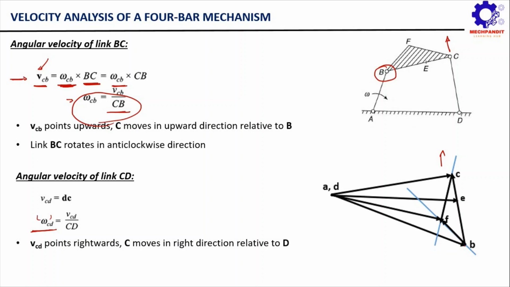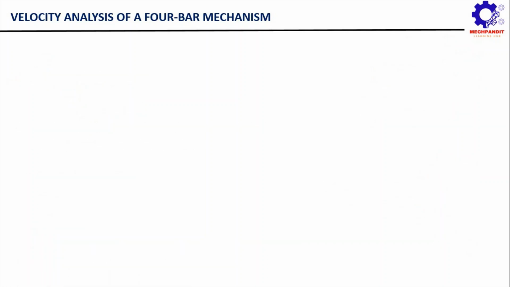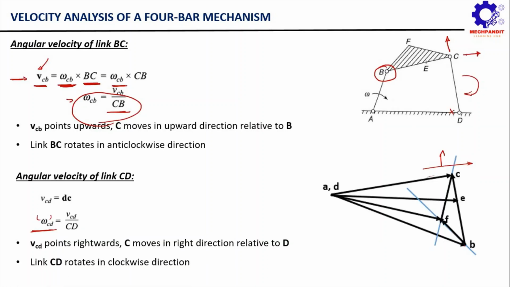And now let us figure out the direction. If you see the VCD vector direction, you can see that it is pointing towards the right side. So that means point C will have a tendency to move towards the right side relative to point D. So from here we can say that this link CD is going to rotate in a clockwise manner, correct? So link CD rotates in a clockwise direction.